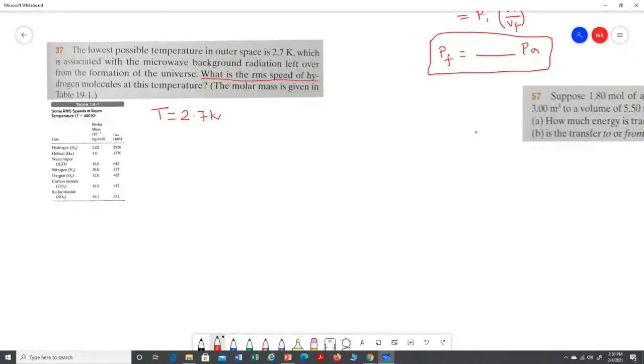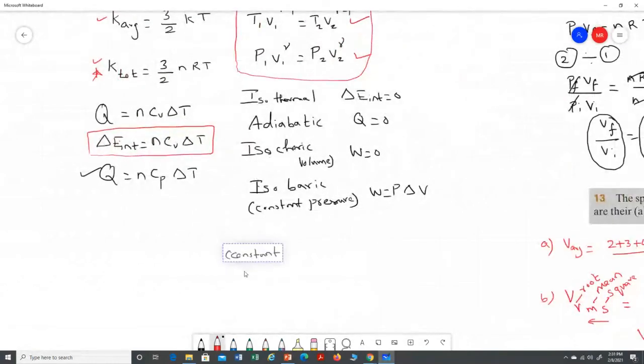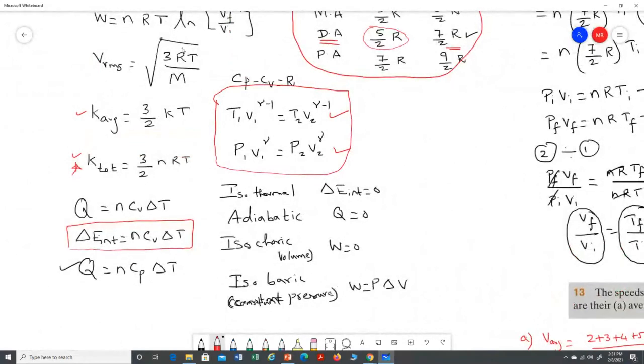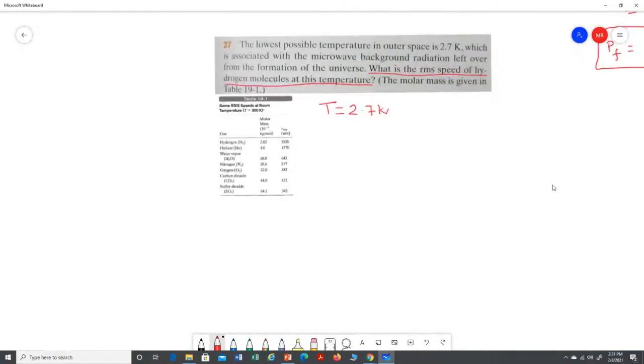What are you going to find? What is the RMS speed of a hydrogen molecule at this temperature? My dear, you are going to find the RMS speed of hydrogen. We have the formula here. Could you please go back to the formula? What is the formula for RMS speed, my dear? V RMS is equal to the square root of 3RT divided by M. Am I right? Yes, capital M, not mass. It's the molar mass. So V RMS is equal to the square root of 3RT divided by capital M. Am I right?